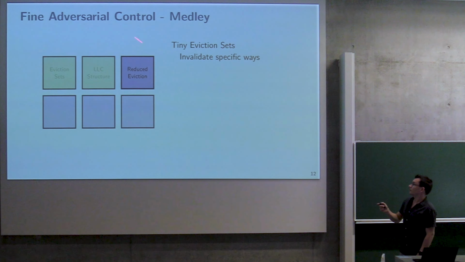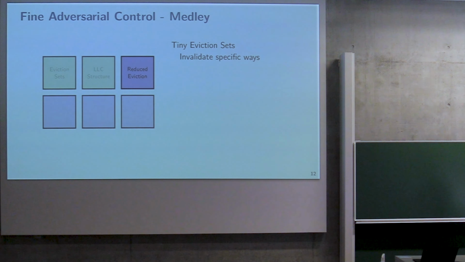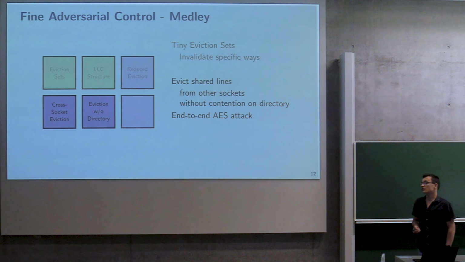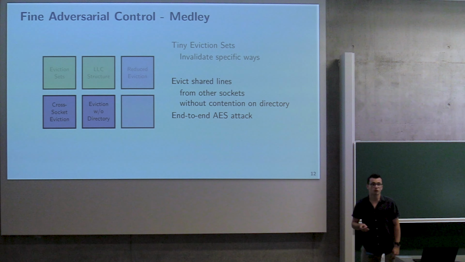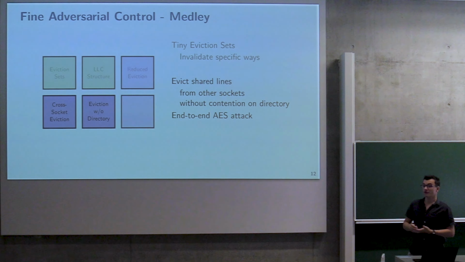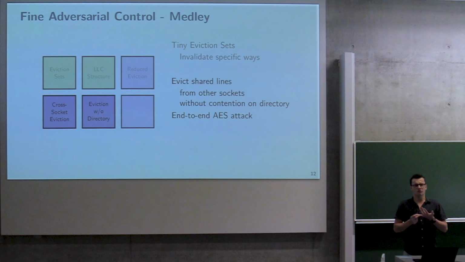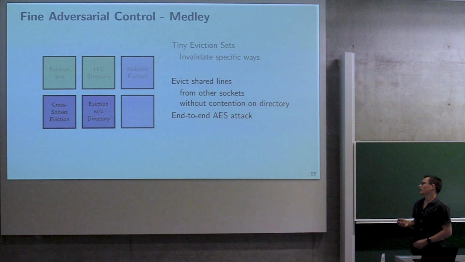So one of them is that we show how to evict shared lines with tiny eviction sets, so with many fewer lines than you would think you'd normally need. And the key to do that is to invalidate specific ways in the last level cache, which we now know how to do, right? We also use the knowledge we found to evict shared lines from other cores and even other CPU sockets without generating contention on the directory or without flushing.